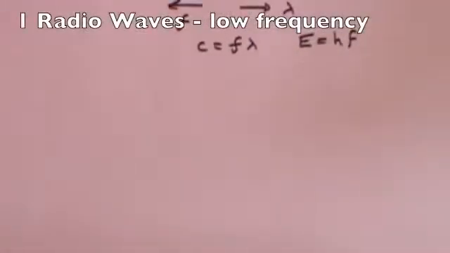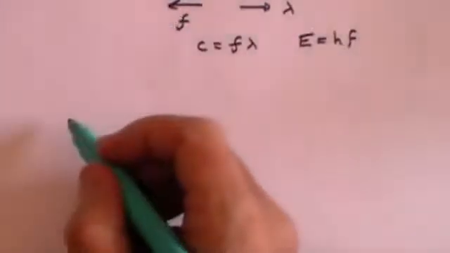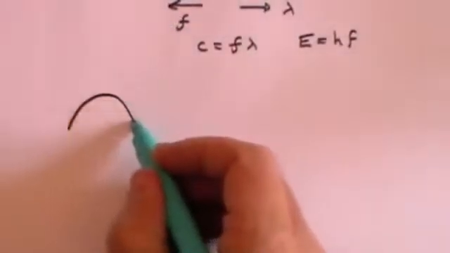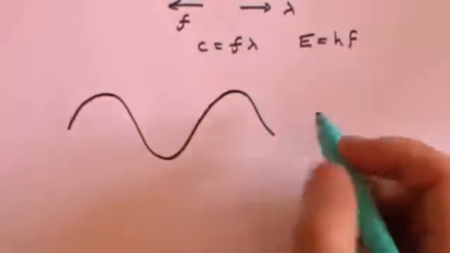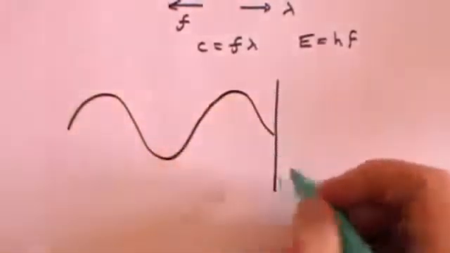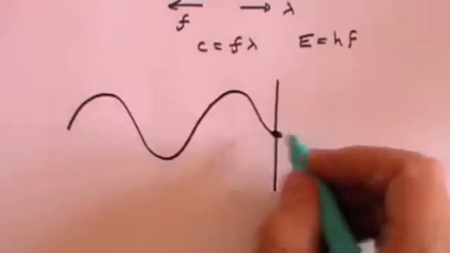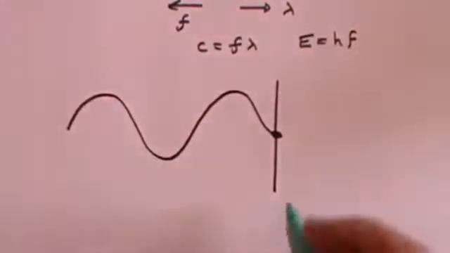We've actually essentially already done this in a previous video. Here is a radio wave, so it will be fairly low frequency, fairly long wavelength, and it comes up to a metal. That metal will have surface electrons.